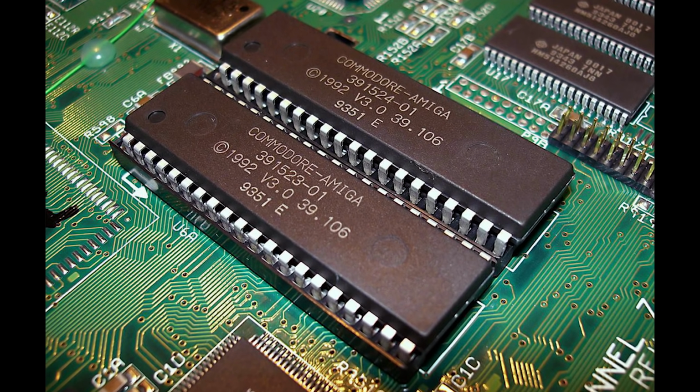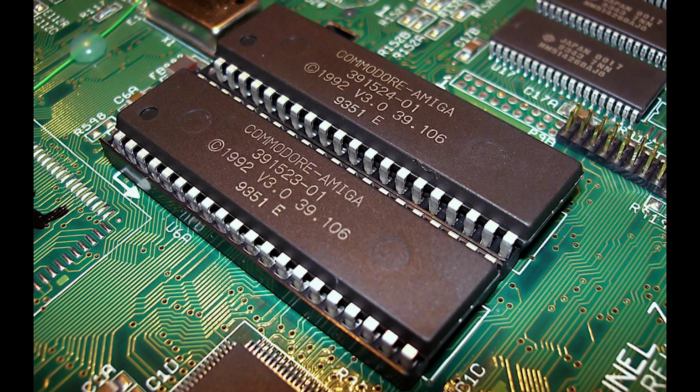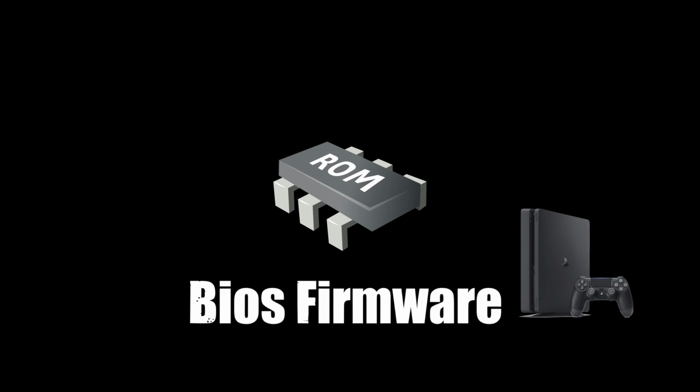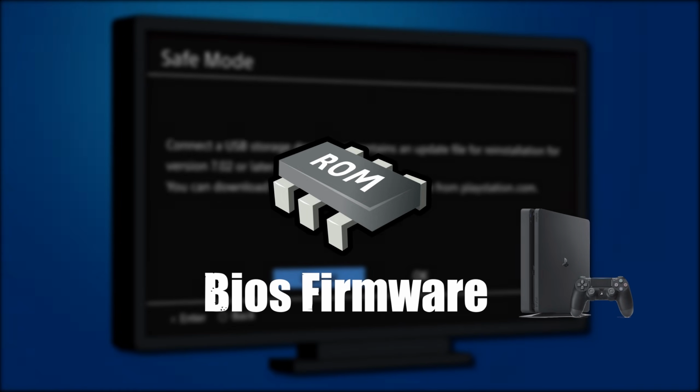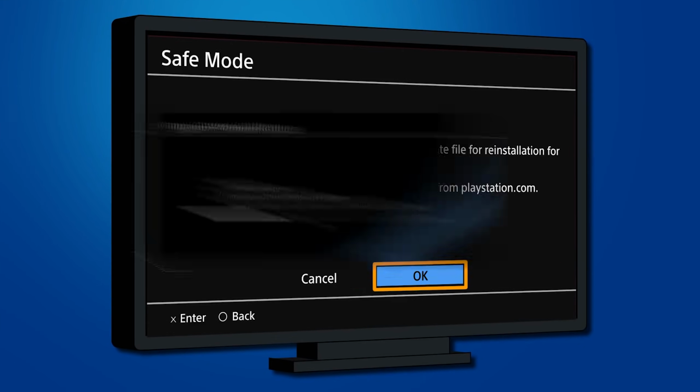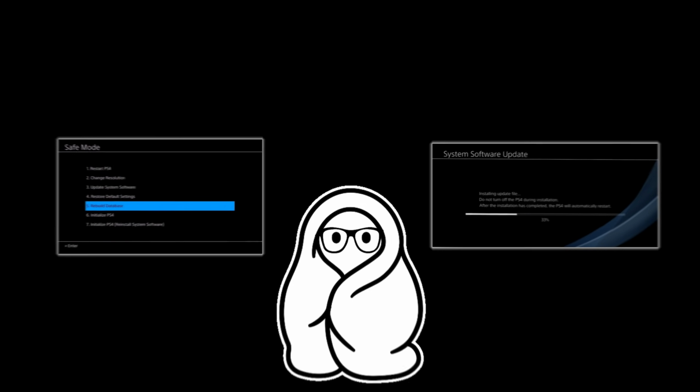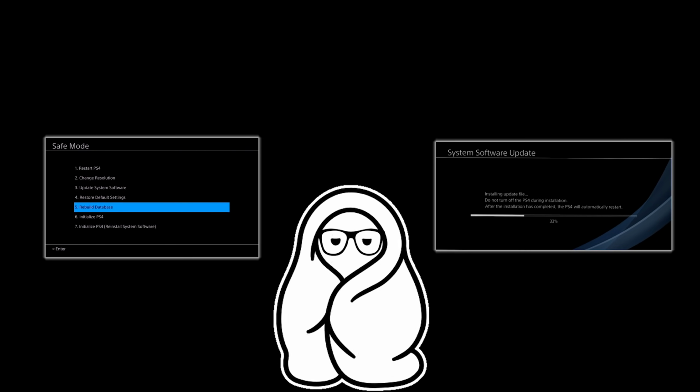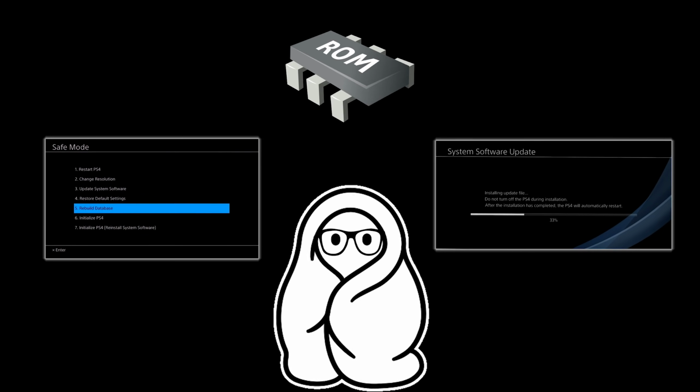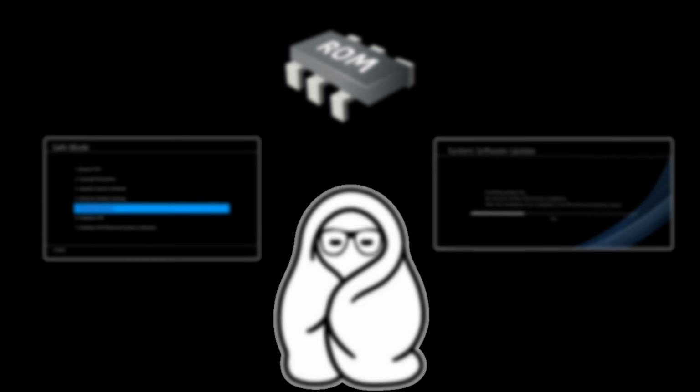You can typically find that ROM memory is directly attached to the motherboard of whatever computer you're inspecting. It's also usually where your console or PC's BIOS firmware is stored. And an example of firmware is your PlayStation safe mode, or that black screen you always get when updating. These protocols aren't stored directly on your hard drive, but on your PlayStation's ROM, so they can't ever be changed, hence the term safe mode.